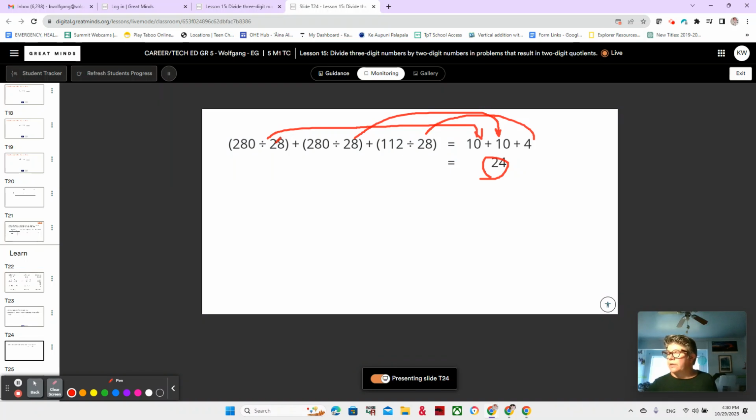Sorry about that. And you can see that each part of it is 280 divided by 28 for each partial product, right? So here's our 4 partial products, and they add up to our final product, okay? We just wanted to look at that in another way.